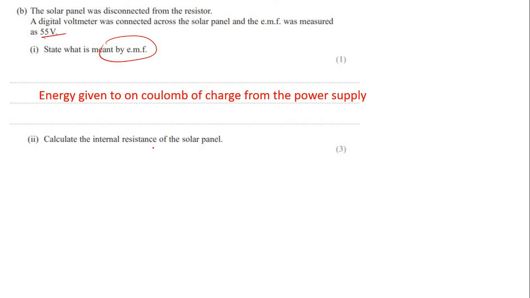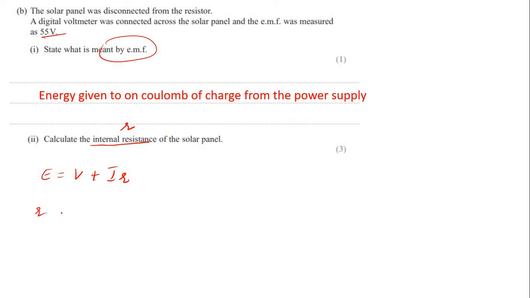Calculate the internal resistance of the solar panel. We need to find internal resistance, that means small r. And we have an equation relating internal resistance and EMF: E is equal to V plus Ir, and this is the r that we need to find.